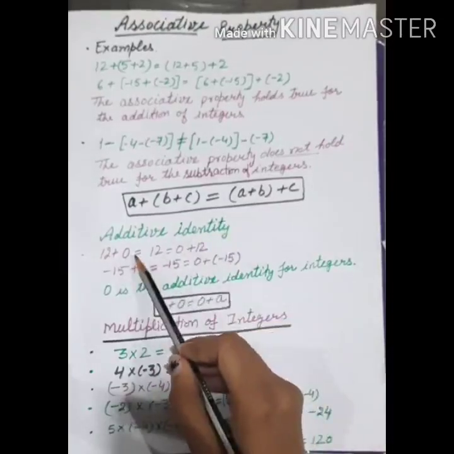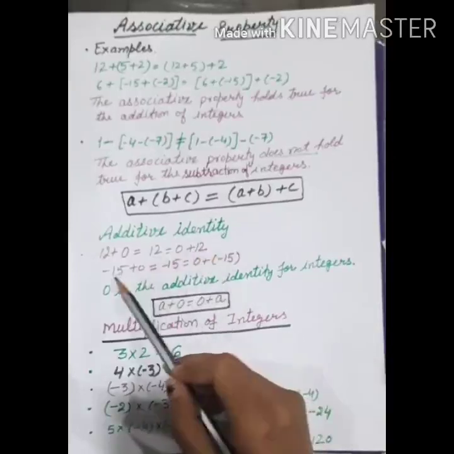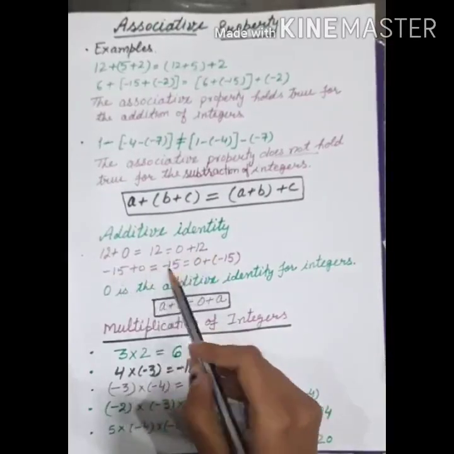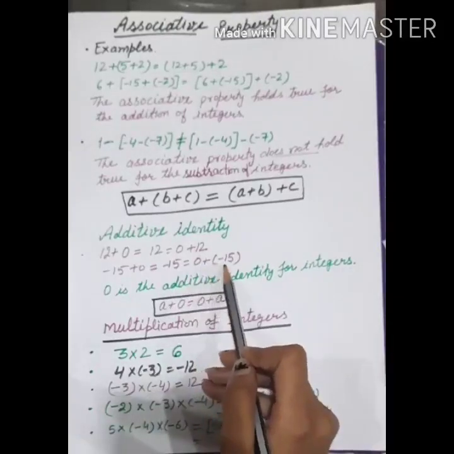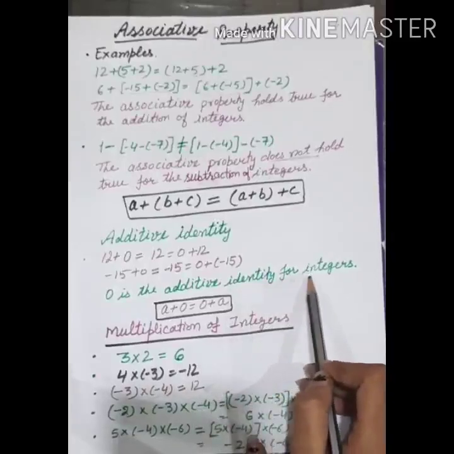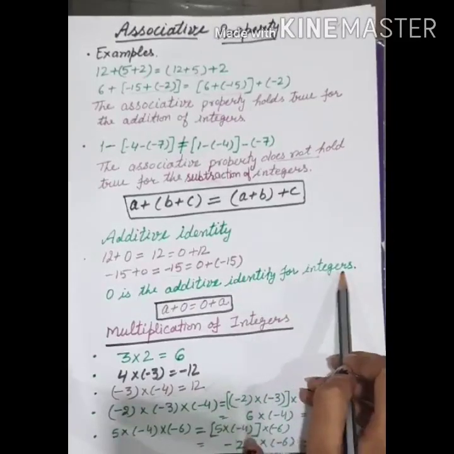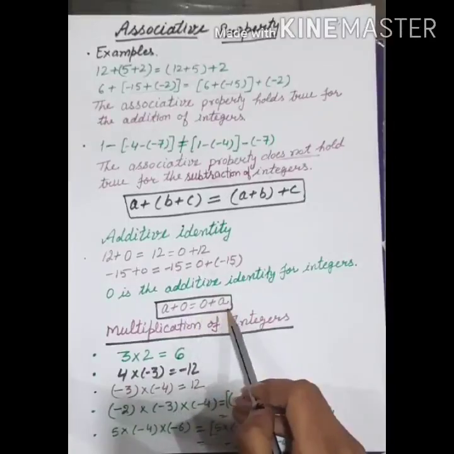Additive identity. Let us see whether 0 is an additive identity for the integers. 12 plus 0 is equal to 12 is equal to 0 plus 12. -15 plus 0 is equal to -15 is equal to 0 plus -15. 0 is the additive identity for integers. a plus 0 is equal to 0 plus a.